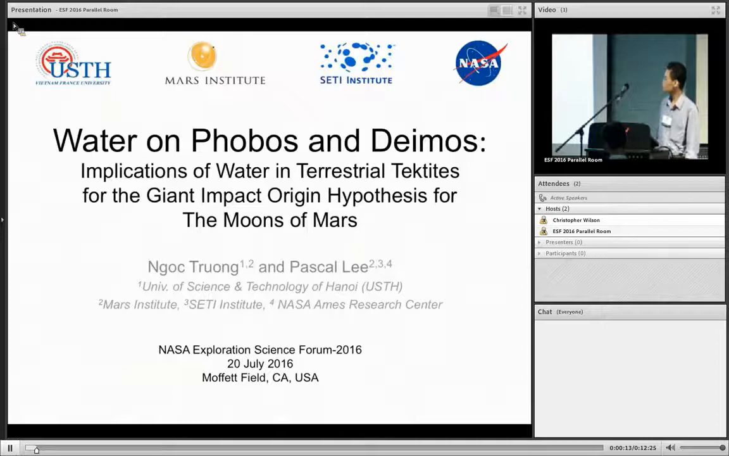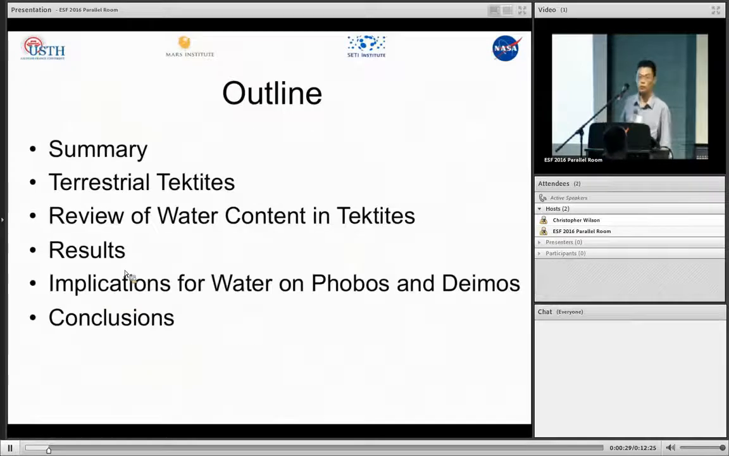Okay, so today I'm going to talk about water on Phobos and Deimos, and in particular the implication of water in terrestrial tektites for the giant impact origin hypothesis for the moons of Mars. Here's a quick outline. First is a summary, then our study, a review of water content in tektites, and finally the implication for water on Phobos and Deimos.